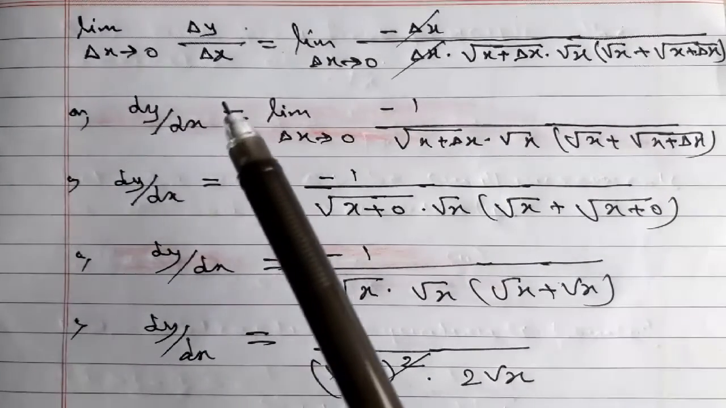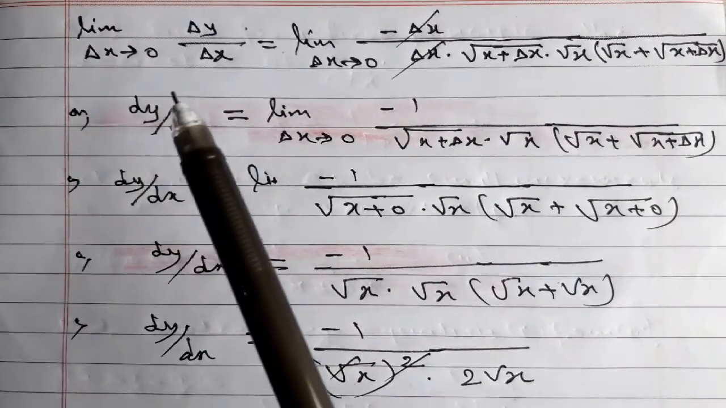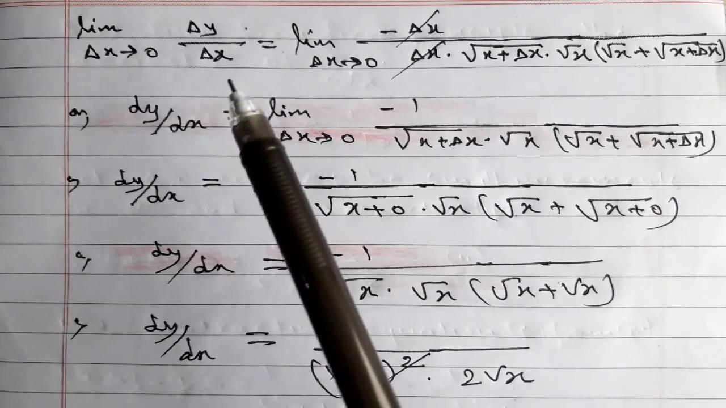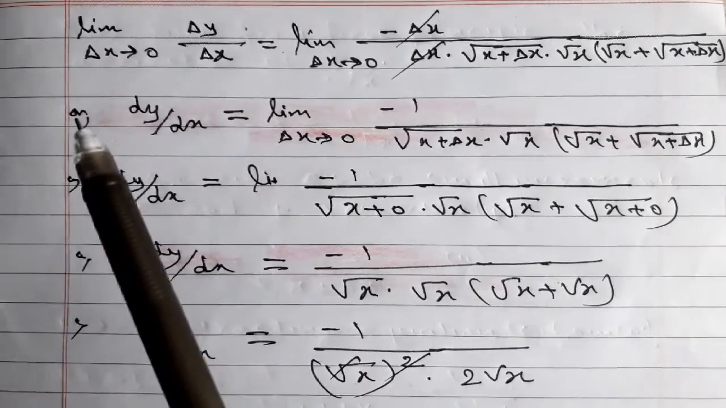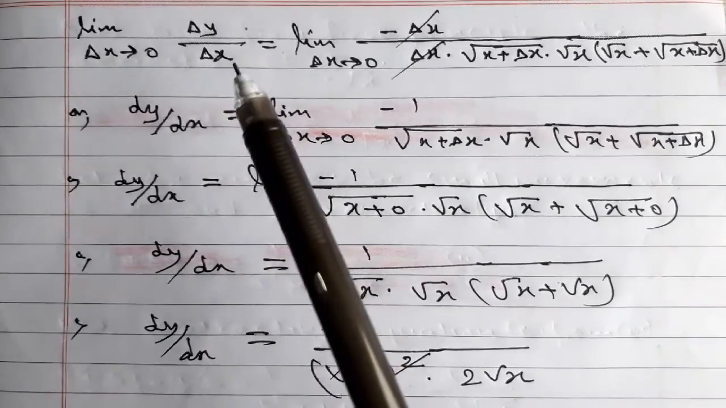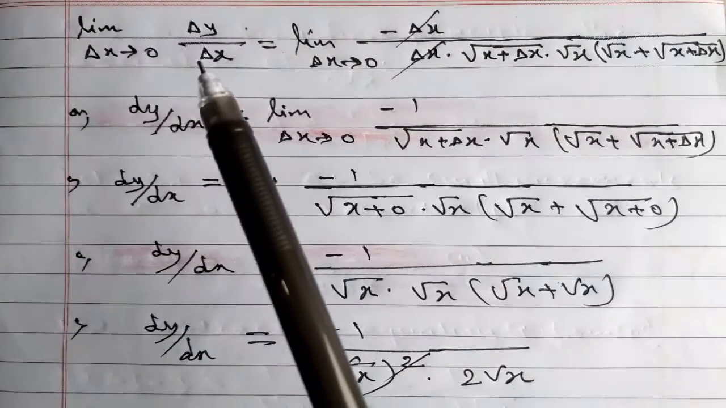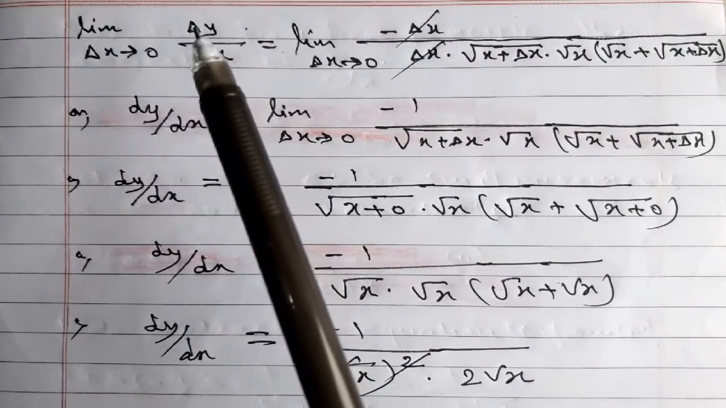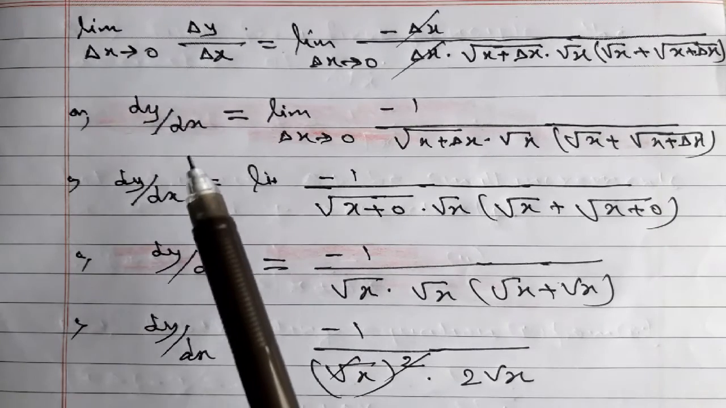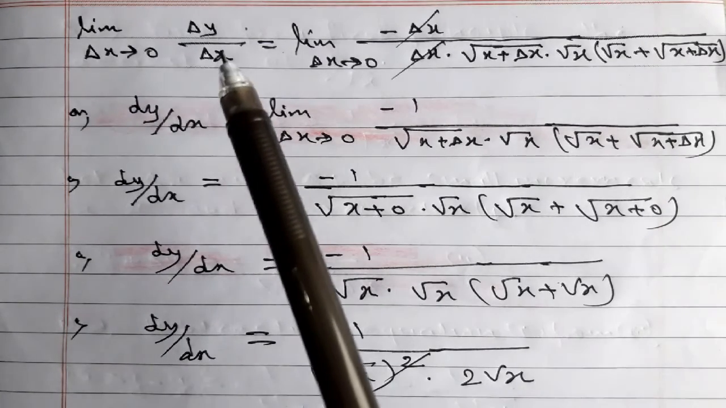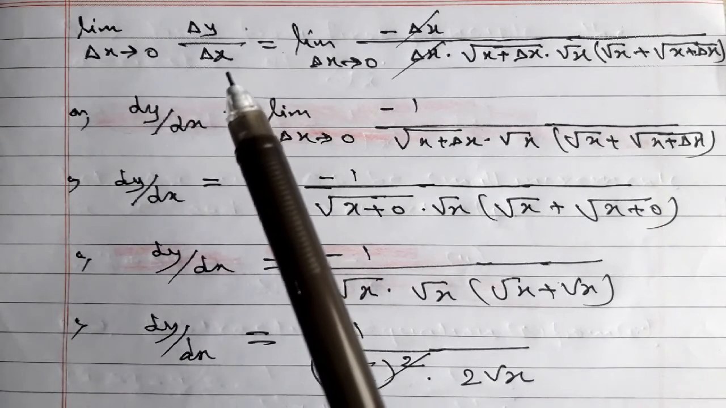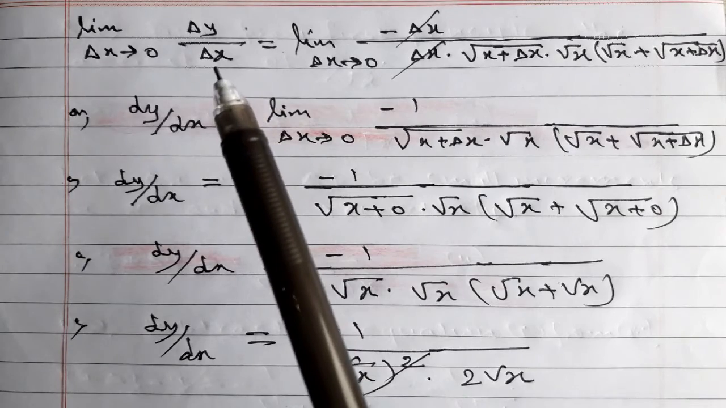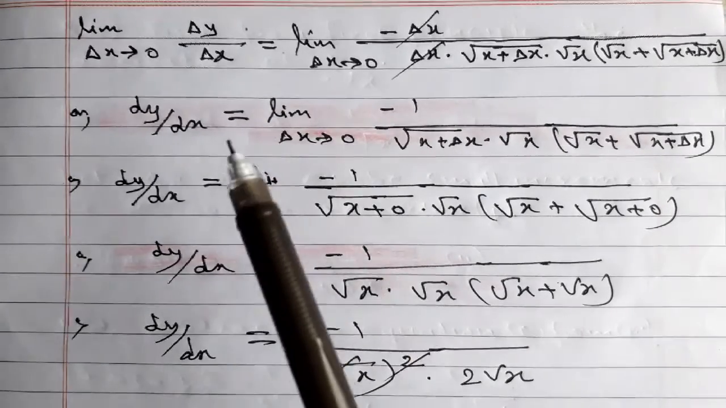Now according to the definition, the derivative of any function is the limiting value of delta y by delta x when delta x tends to 0. Therefore we can write limit delta x tends to 0, delta y by delta x is equal to dy by dx. So this is according to the definition of derivative. Derivative is the limiting function of delta y by delta x when delta x tends to 0, where delta x and delta y are the small increments in the given function in x and y respectively.